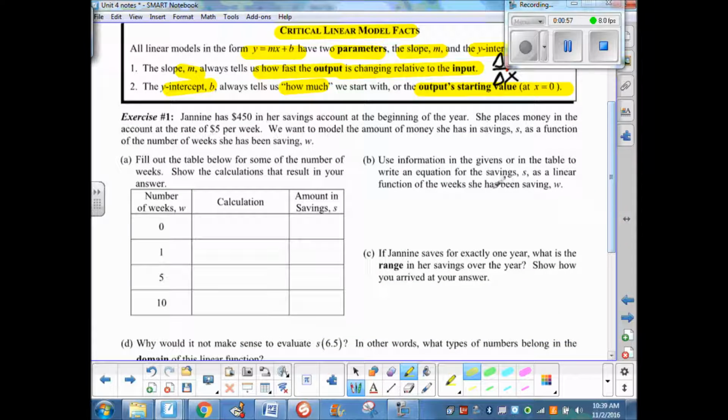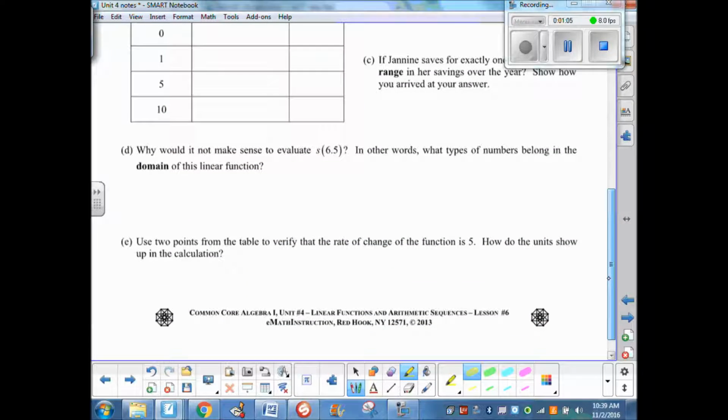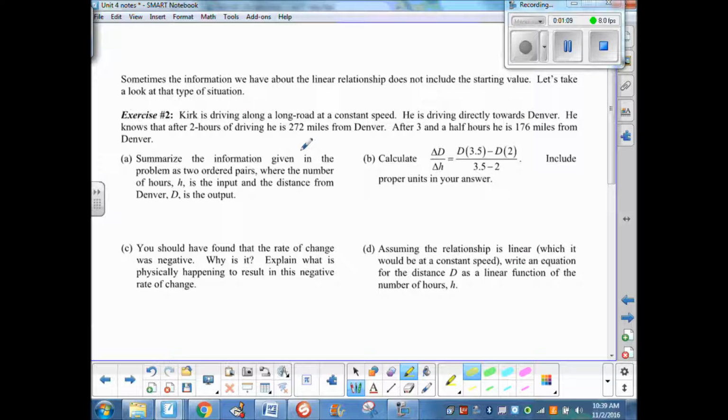So this first exercise, I'm going to have you do on your own and come to class with it. It walks you through pretty nicely to get through that problem. So come to class with that one done. We are going to take a look at question 2 together. It says, sometimes the information we have about the linear relationship does not include the starting value, that y-intercept. Let's take a look at that type of situation.